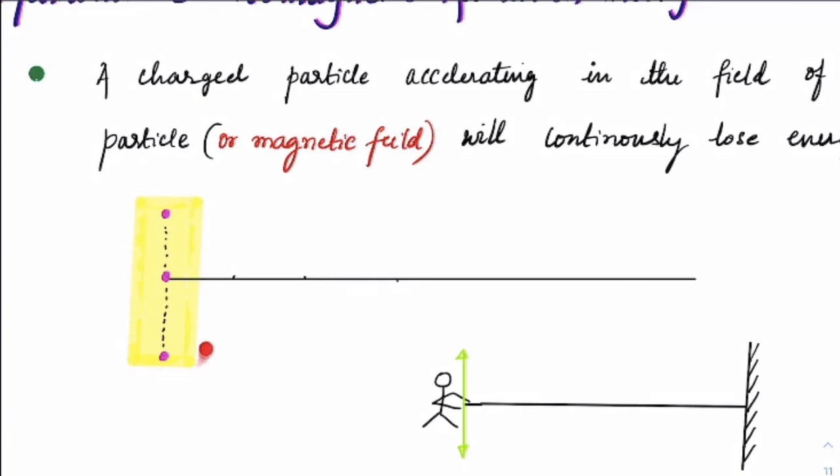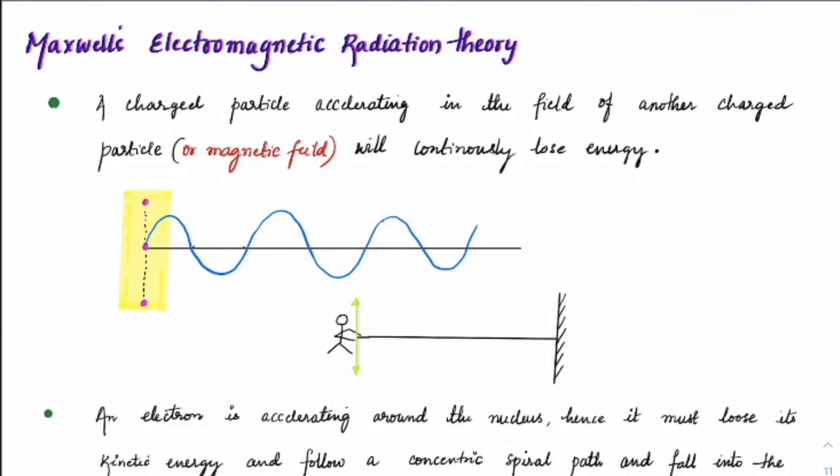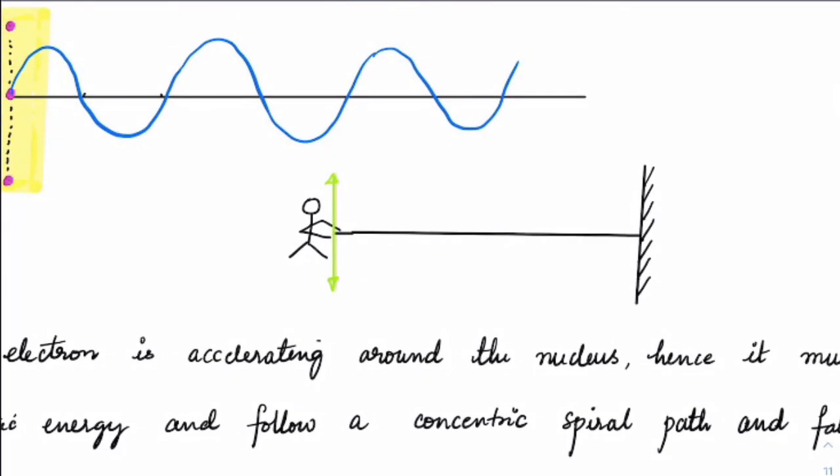Suppose this is in a magnetic field, then what is expected is that it would dissipate the energy in the form of a wave. This wave which comes is what we call electromagnetic radiation or an electromagnetic wave. We can think of the same logic as this.